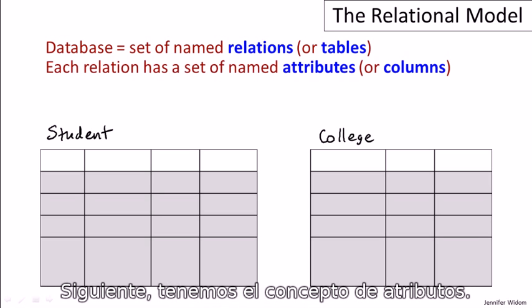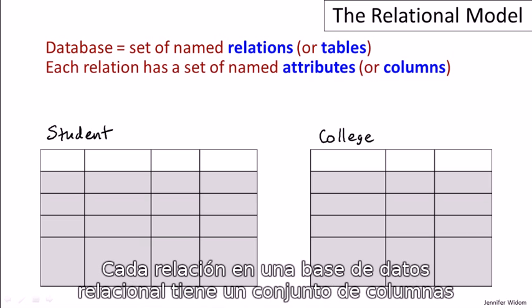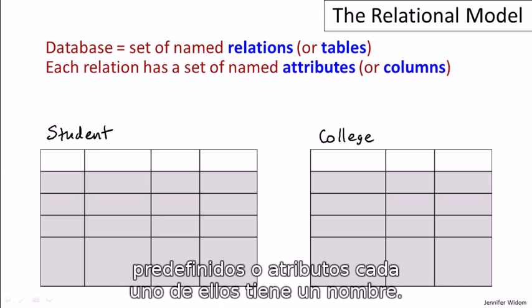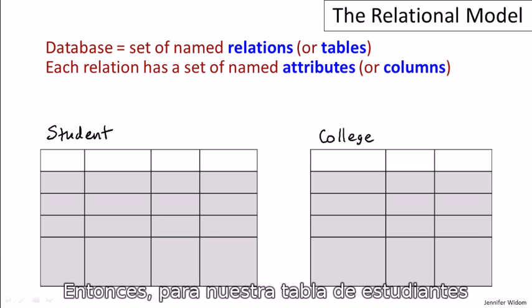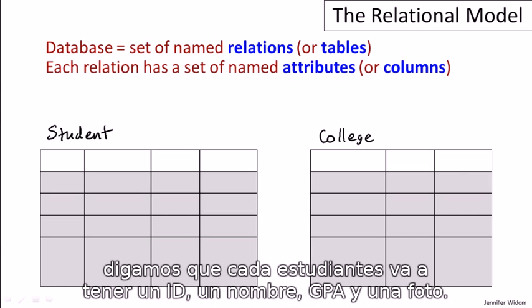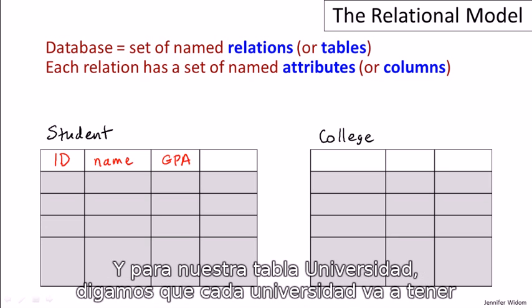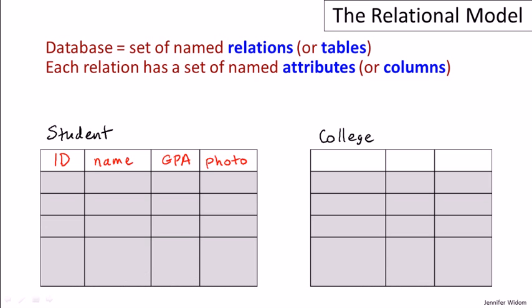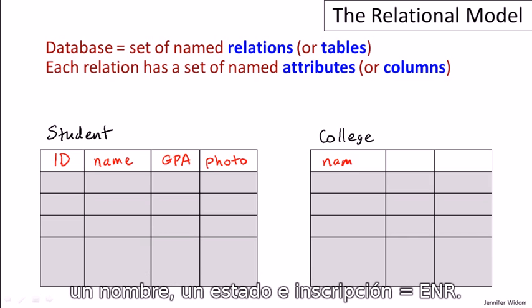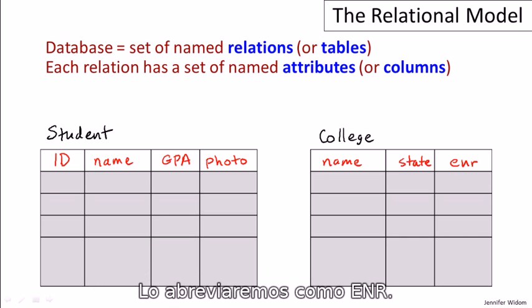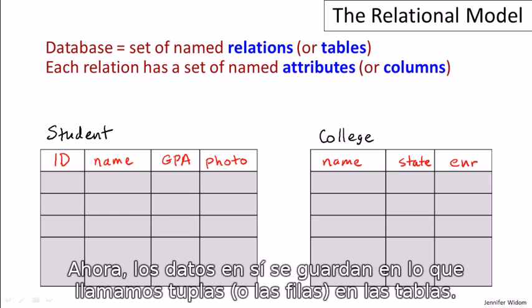Next, we have the concept of attributes. So every relation in a relational database has a predefined set of columns or attributes, each of which has a name. So for our student table, let's say that each student is going to have an ID, a name, a GPA, and a photo. And for our college table, let's say that every college is going to have a name, a state, and an enrollment. We'll just abbreviate that ENR. So those are the labeled columns.